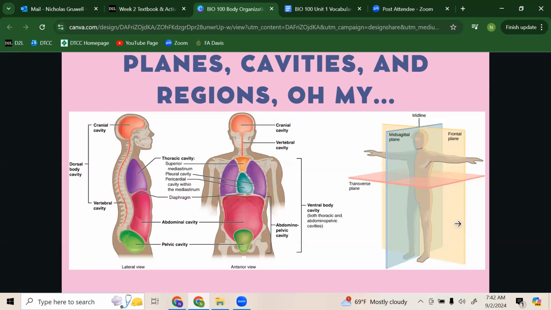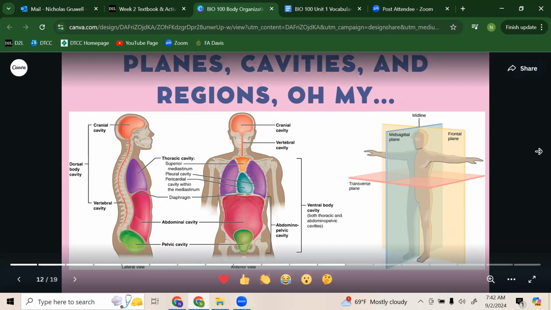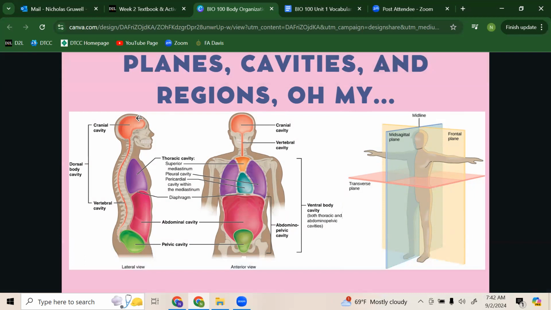All right, we're going to switch it up a little bit and talk about the body planes, the body cavities, and the body regions. Okay, we have our cranial cavity. Our cranial cavity is going to be what contains our brain, and we have our vertebral cavity, which is what contains our spinal cord. So both of these are the two cavities of our dorsal cavity. So the dorsal cavity, or that posterior cavity, is made up of the cranial cavity and the vertebral cavity.